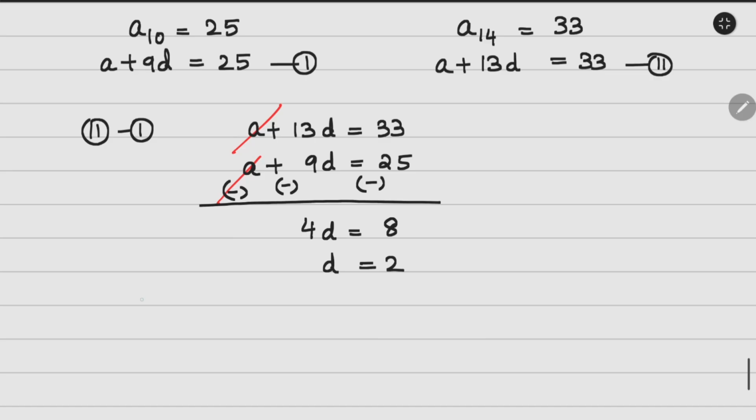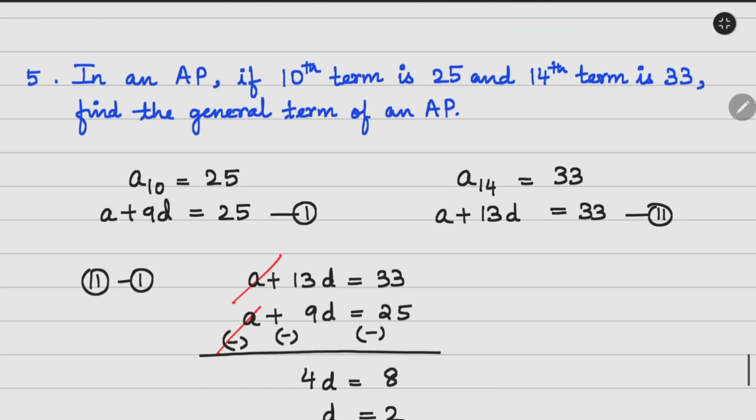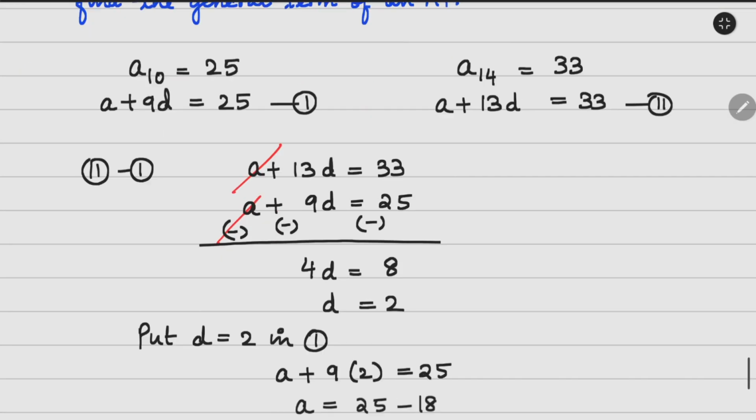Let's put in any one of the equations. So put D equal to 2 in equation 1. So what do you get? A plus 9 into 2 is equal to 25. So A is equal to 25 minus 18, which is equal to 7. A is equal to 7. So this is your first term. What are you asked? You have to find the general term of an AP.